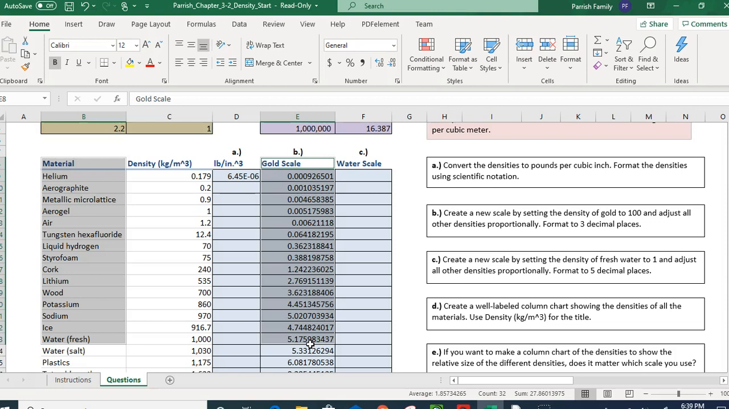And compare it to my other clustered column charts. And so that's what you're going to want to do to answer that last part about whether it makes a difference. So I hope this helps, and I hope y'all are having a great week.